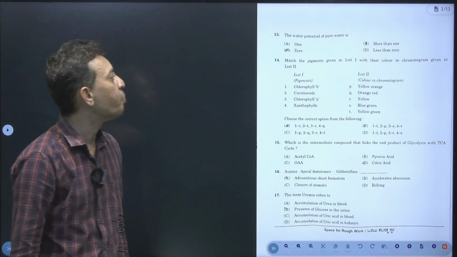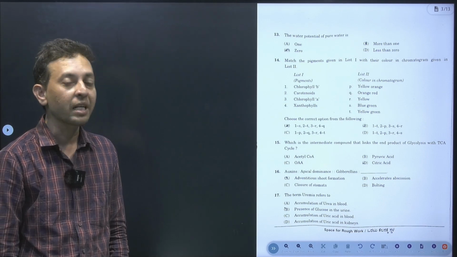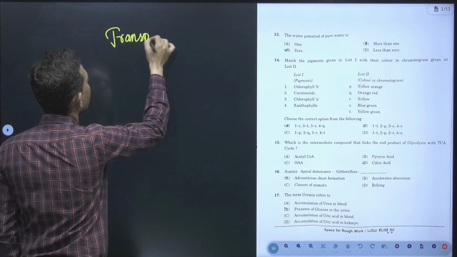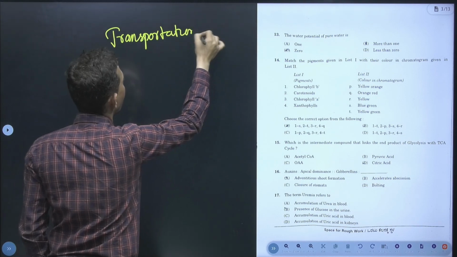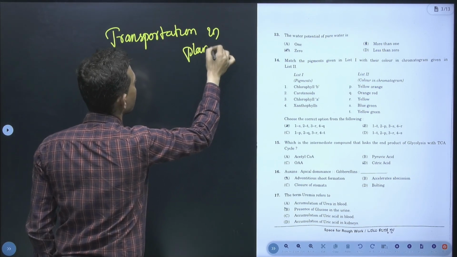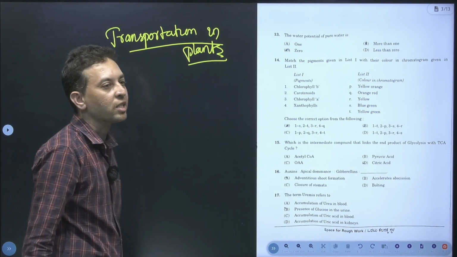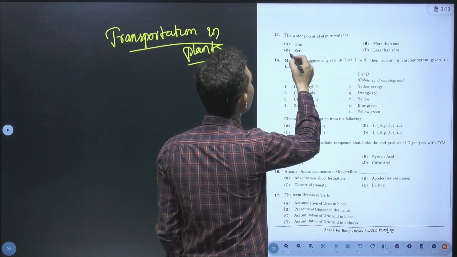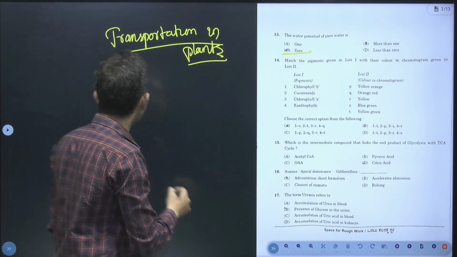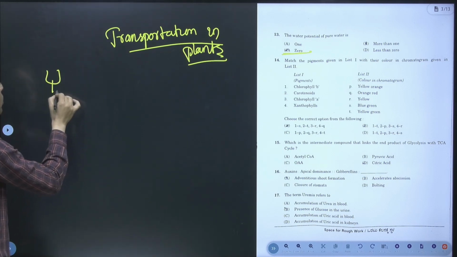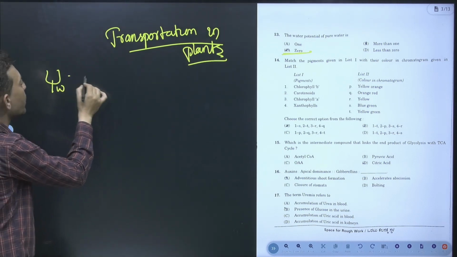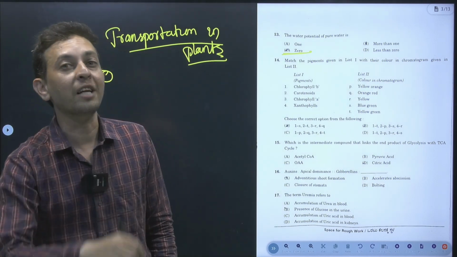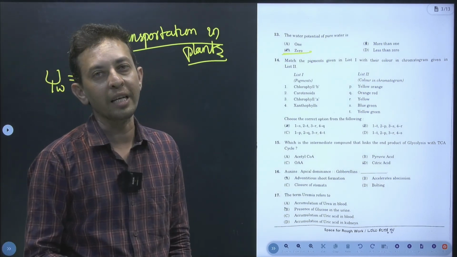The water potential of pure water is, from the topic transportation in plants. We all know, students, the water potential of pure water is 0. The symbol of water potential is psi. The water potential of pure water is 0. When we add solute to it, the water potential becomes negative. So more solute, more negative is the water potential.